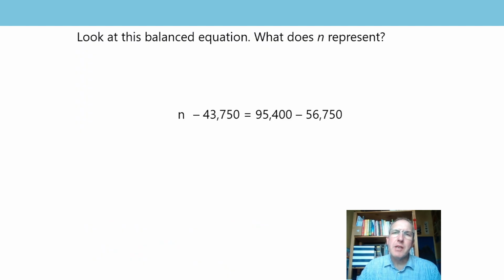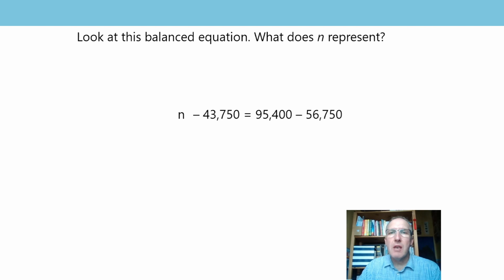Now look at this balanced equation. What does the letter N represent? Well, N represents an unknown value, but we want to know what that value is, like when we had the empty box problems. I've chosen the letter N. I could choose A, or I could choose B, or T, any letter. I just happen to have chosen the letter N.